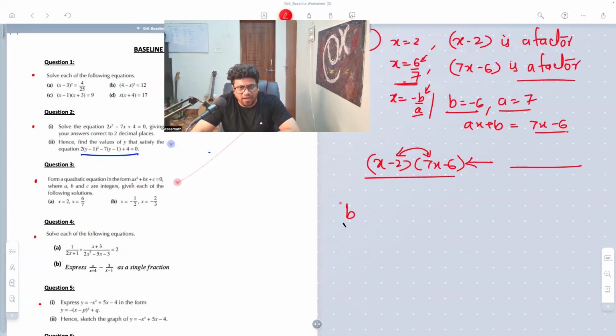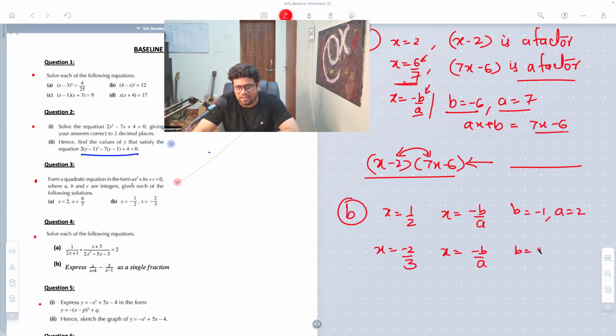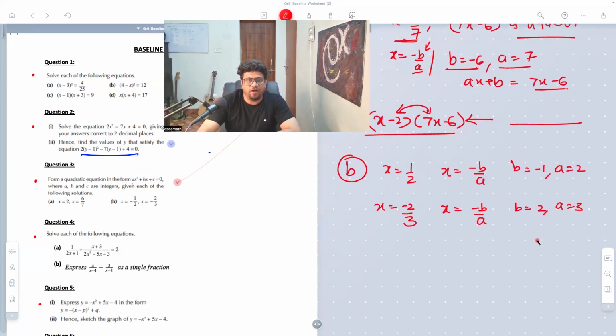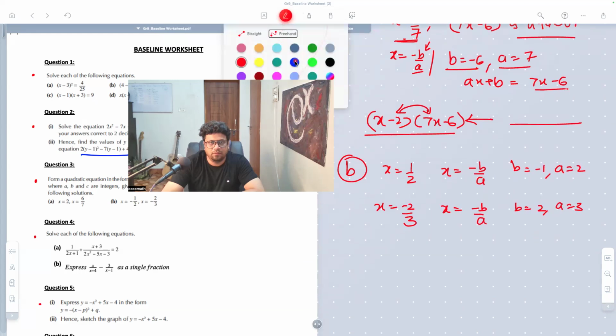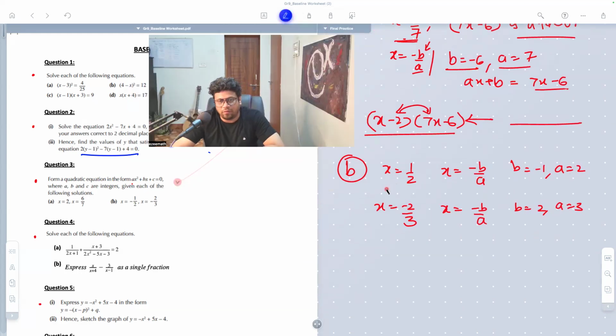Now we go to part B. x equals 1 by 2 and x equals negative 2 by 3. Again, comparing both of them with minus b by a, I see b is minus 1 and a is 2. b is 2 and a is 3. Well, from the first root, I get a factor of 2x minus 1. And from the second one, I get a factor of 3x plus 2.